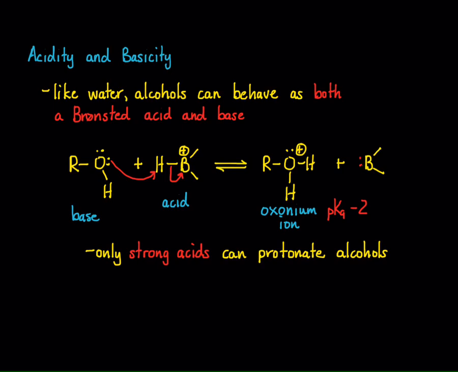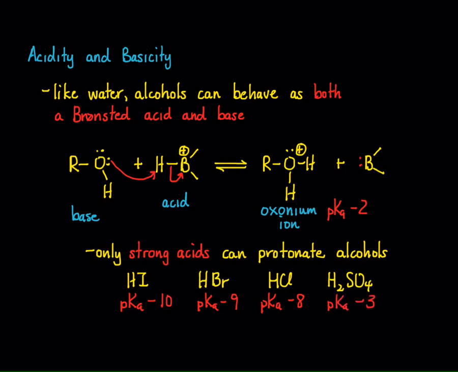And in order to protonate an alcohol as a base to form the oxonium ion, we have to use a fairly strong acid. What acids can do that? Well, hydroiodic acid can certainly do that. It has a pKa of -10, as can hydrobromic acid with a pKa of -9. Hydrochloric acid can do so with a pKa of -8, and sulfuric acid can do so with a pKa of -3.